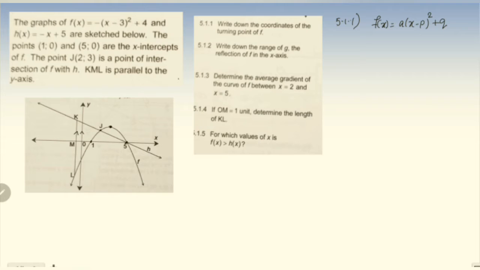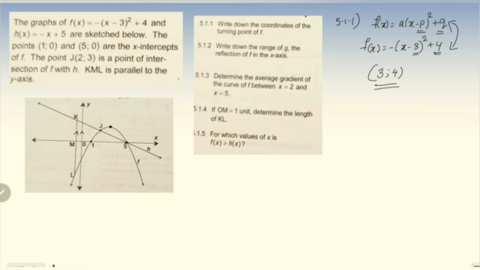Now the given equation, let me write it here, that is f of x is equal to minus of x minus 3 whole square plus 4. Now what you have to do here is just compare these two. You know that in the place of p, in the place of q, the number that you see in the given equation is going to be the turning point. So in the place of p is 3 here, isn't it? And the place of q, 4 here. So just by inspection, you will get the answer, that is the turning point x value is 3 and y value is 4. This is the answer to the first question.